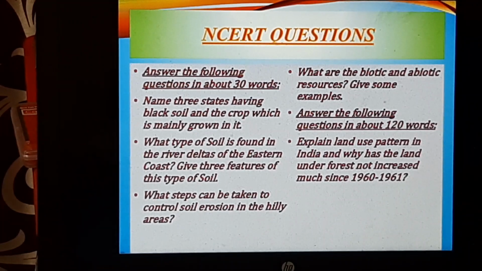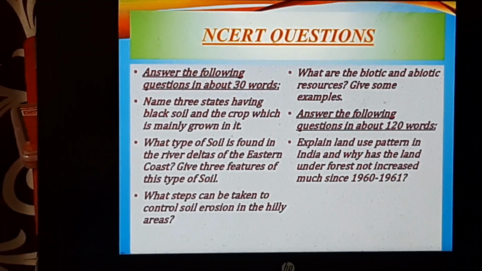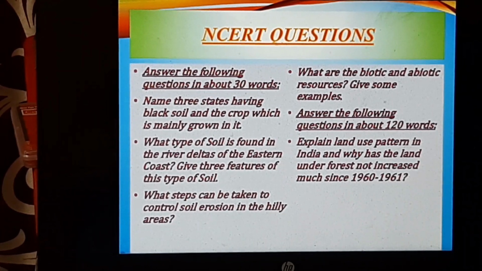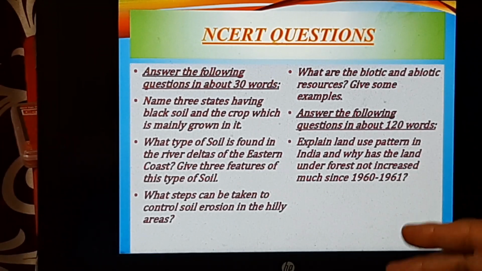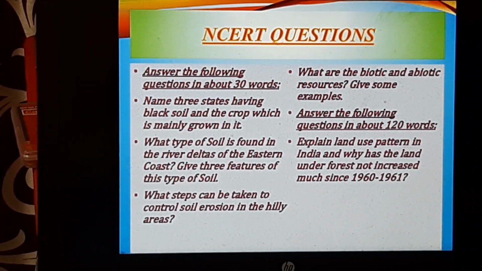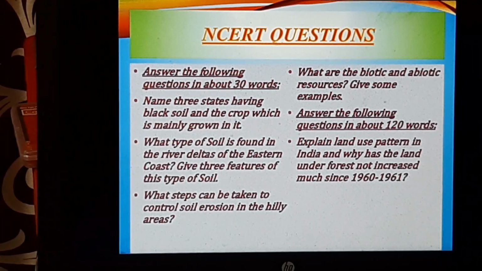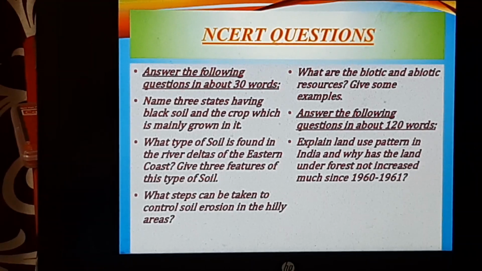Now next comes the long question. Explain land use pattern in India and why has the land under forest not increased much since 1960-61. Now it has already been described nicely. You have noted down the pie diagram, that is, the categories of the land use that made increase, the categories of the land use that made decrease, and what is the reason behind it. The answer is related to that part only.